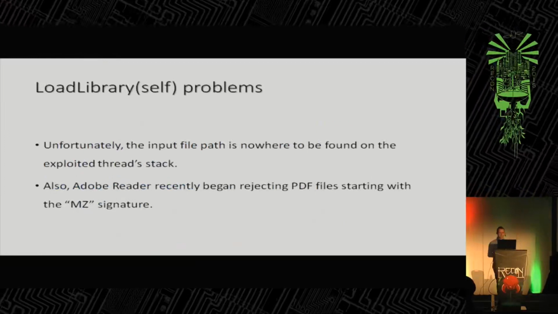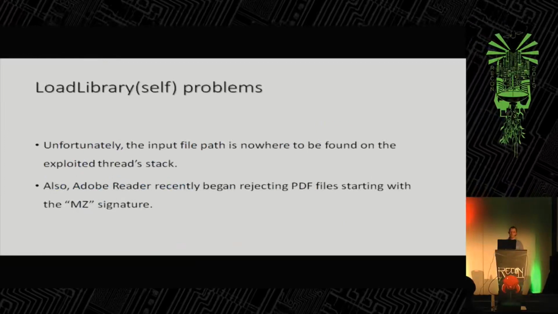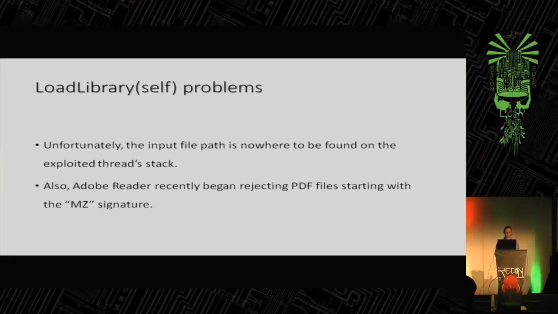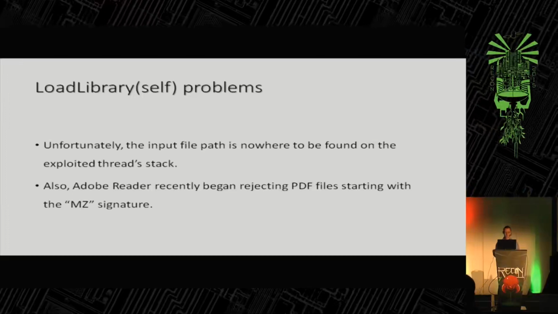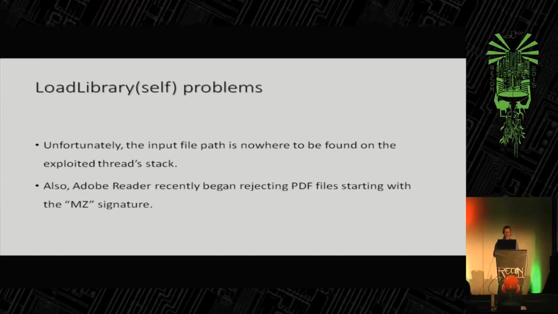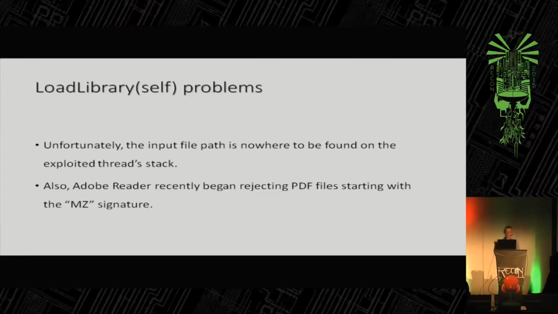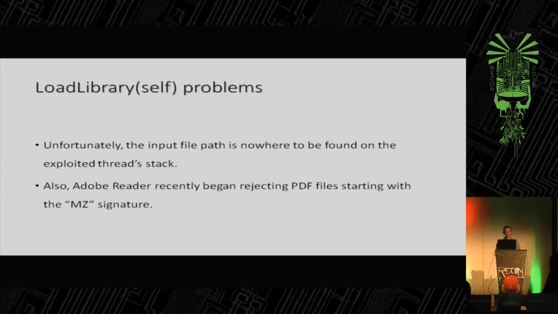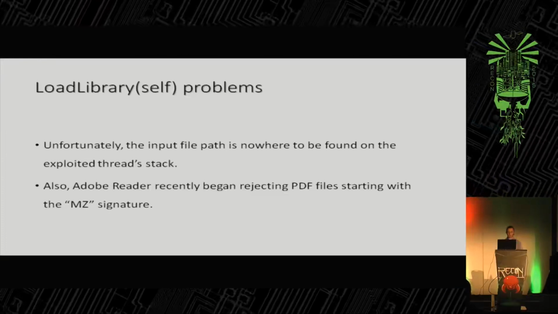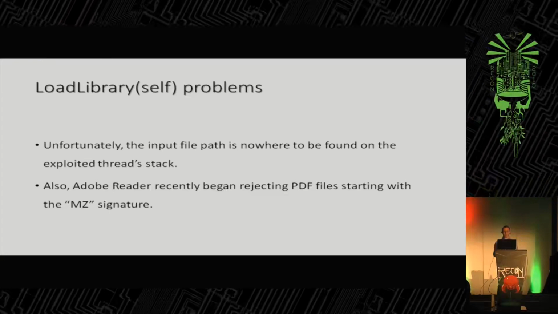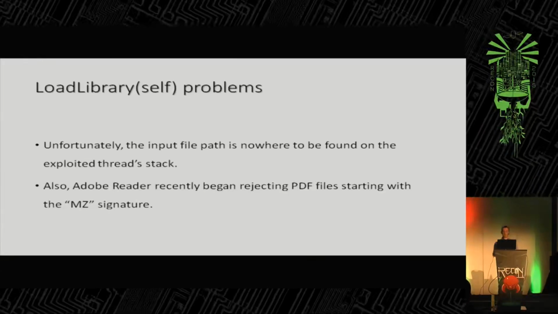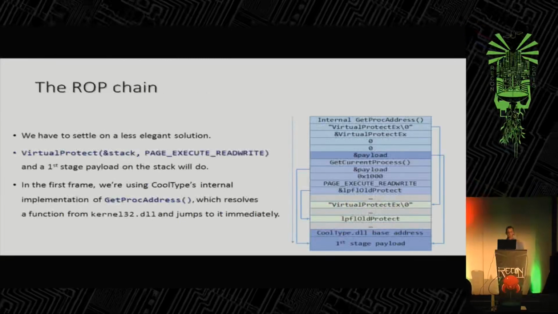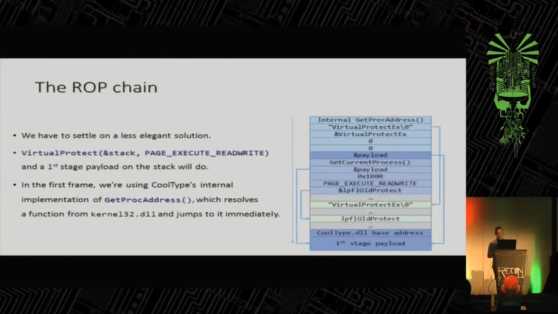However, there are two problems that we have to overcome. First of all, there is no pointer to the path of our file on the thread's stack. So we cannot just copy the address of the string and provide it as a parameter to LoadLibrary. And the other thing is that for whatever reason, I don't really know what it is, Adobe Reader recently began rejecting PDF files that start specifically with the MZ signature. So that won't work so easily.